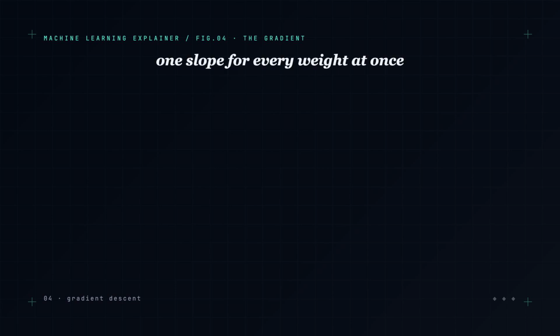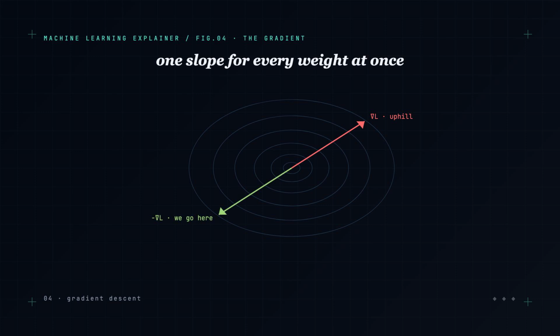Real models don't have one weight, they have millions. So instead of a single slope, we get a gradient, a vector with one slope for every weight at once. The gradient points in the direction of steepest increase, straight uphill, and our move is simple. Take that arrow and go the exact opposite way, downhill in a million dimensions at the same time.